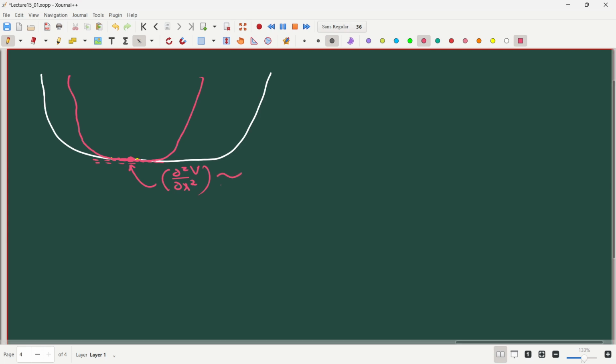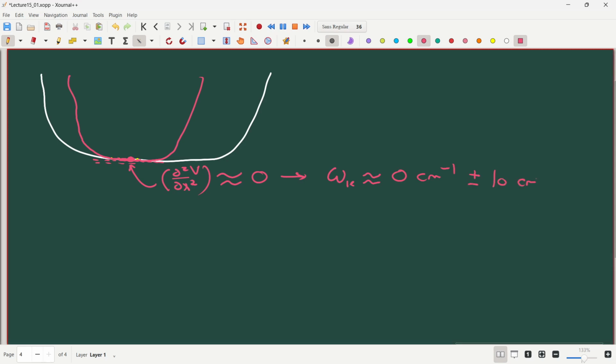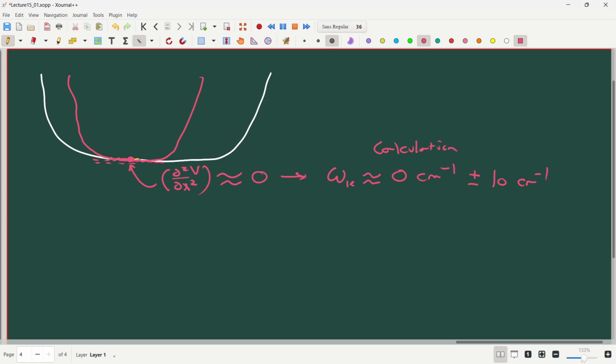So this is basically 0, which means that the frequency that it calculates for this coordinate is around 0 wave numbers. All right, and there's some error to it. Right? There's some calculation error that's much larger than that, right? Maybe it's plus or minus 10 wave numbers. Right? This is from calculation. Okay, and so the computer recognizes this. It says, this is a really, really low frequency mode. You should not trust this frequency.